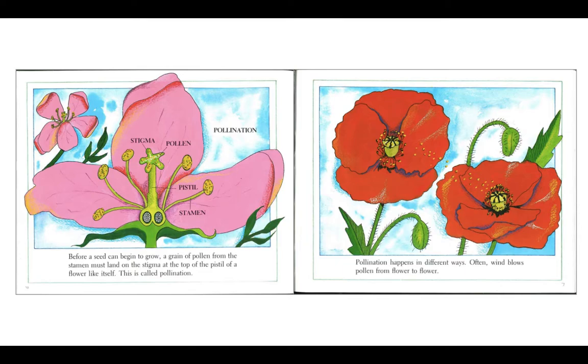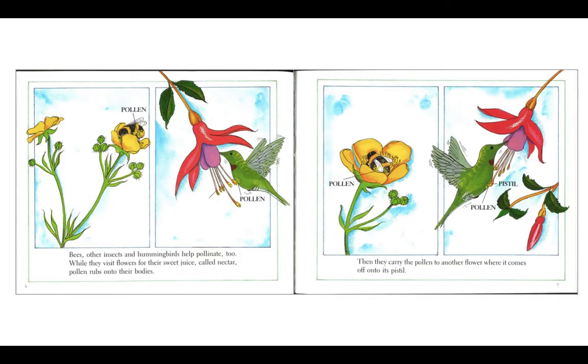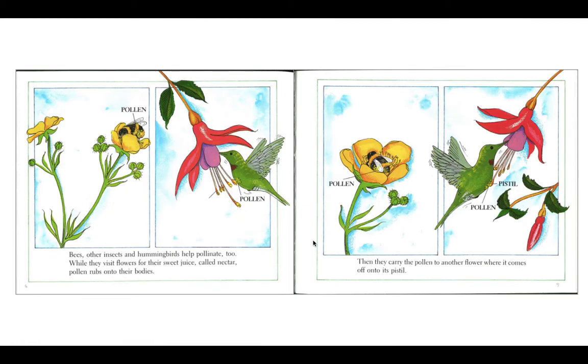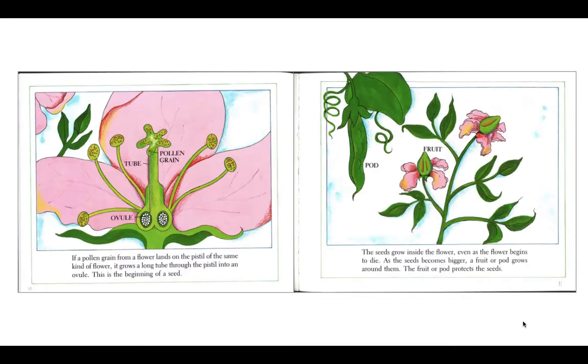Pollination happens in different ways. Often wind blows pollen from one flower to the next flower. Bees, other insects, and hummingbirds help pollinate too. While they visit flowers for their sweet juice called nectar, pollen rubs onto their bodies. Do you see that right here? The pollen rubbing onto their bodies. And with the bee too. Pollen is rubbing onto its body. Then they carry the pollen to another flower where it comes off onto its pistil. So that pollen is coming off their body onto the pistil, and that's how the new plant can grow.